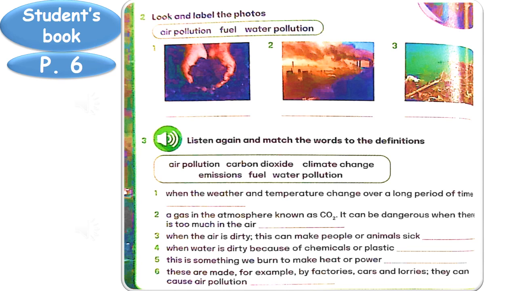Here we have 3 options and 3 photos. What we need to do is to look at the photo and label it. The options are air pollution, fuel, water pollution. If we look at the first photo, we can find fuel. In the second photo, we can see air pollution. The third one, water pollution.